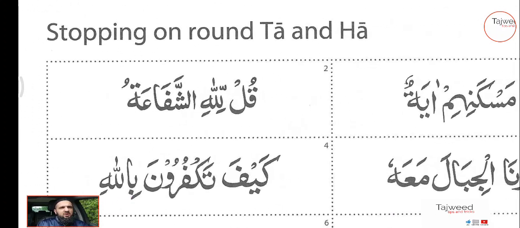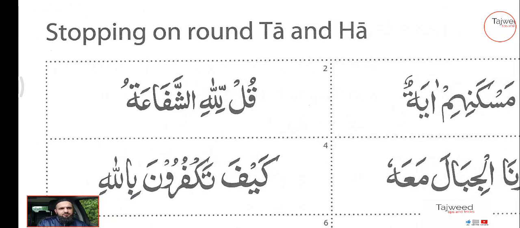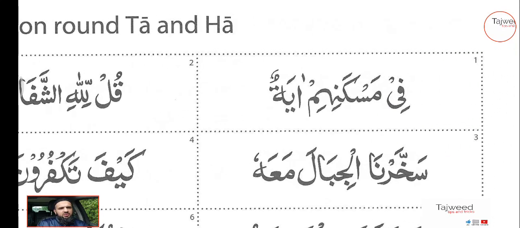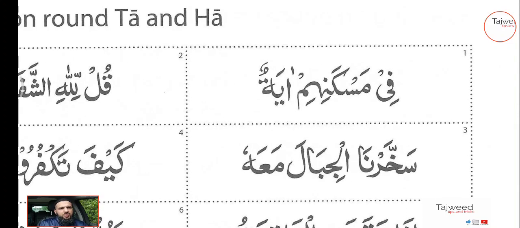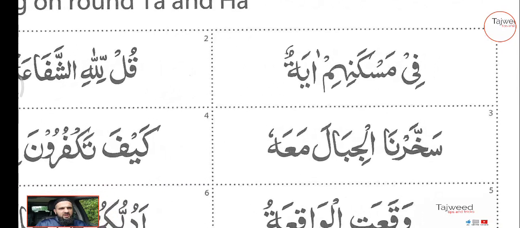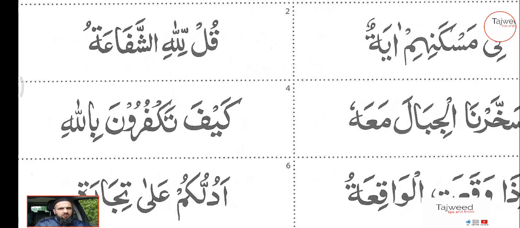We're stopping on round ta and round ha. You can see why they're called round ta and round ha just from this example here, box number 1 and 3. If you just look at these together, the only difference between a round ta and a round ha is what? Yes, it's the two dots. The two dots on top is a ta, and without the dots it's a ha. We call this round because it's pretty much round, not quite an exact circle, but close enough.